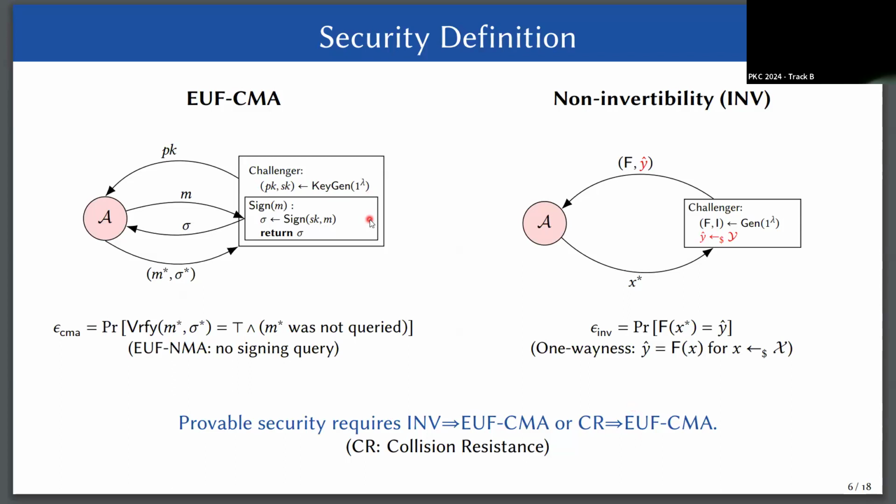Here, I want to introduce some definitions. EUF-CMA stands for existential unforgeability against chosen message attack. The adversary has access to the signing oracle. He can make queries to the signing oracle to get signatures for arbitrary messages.